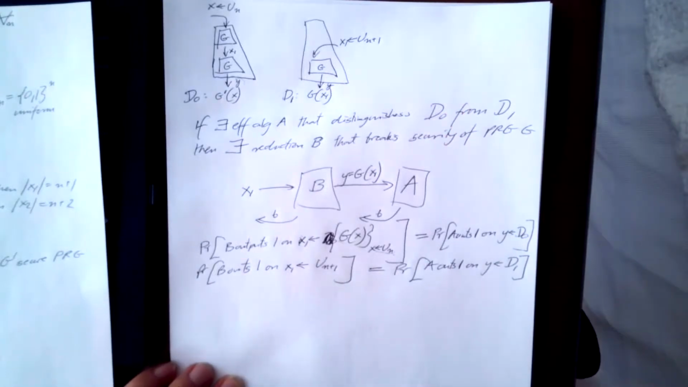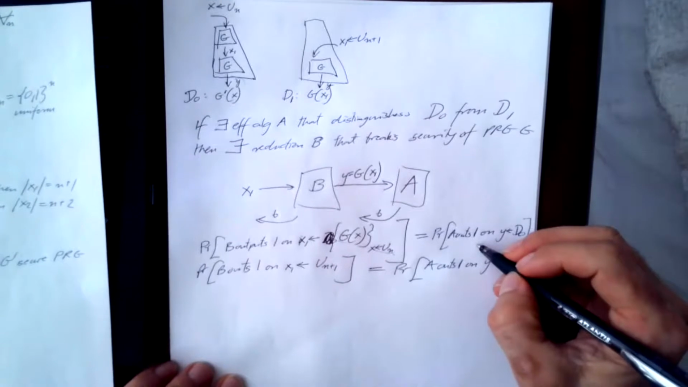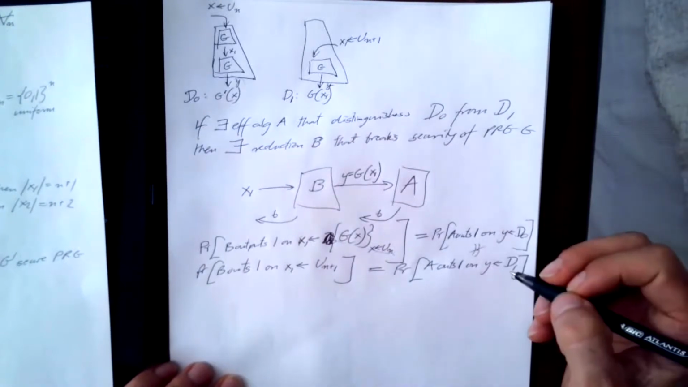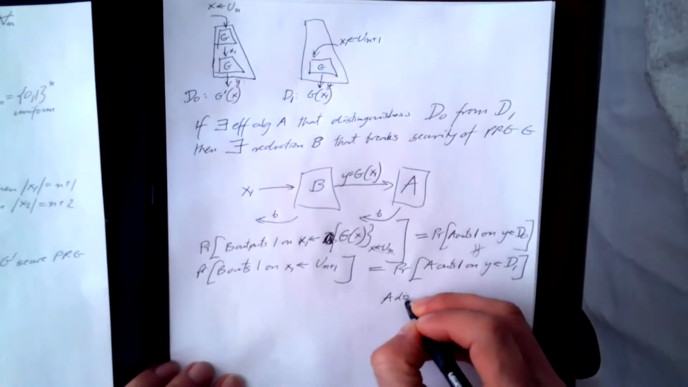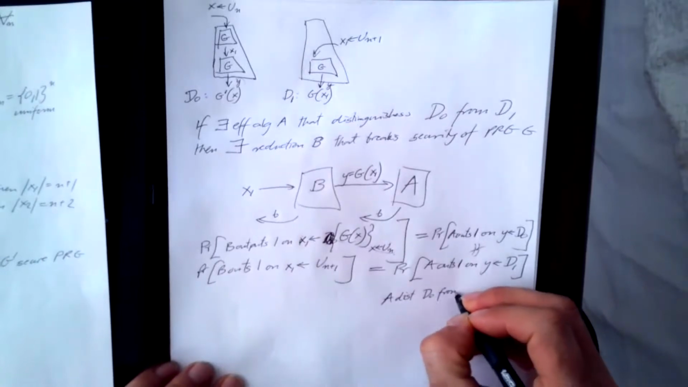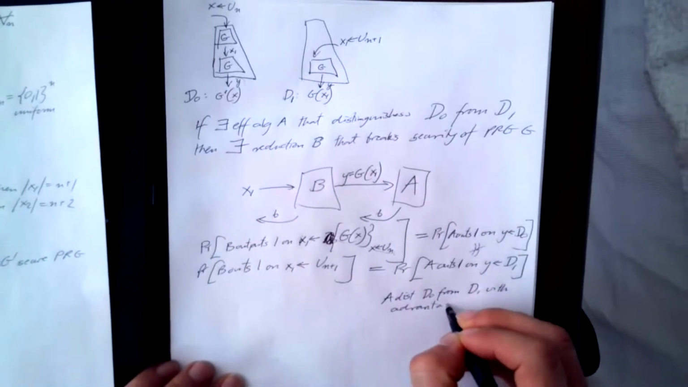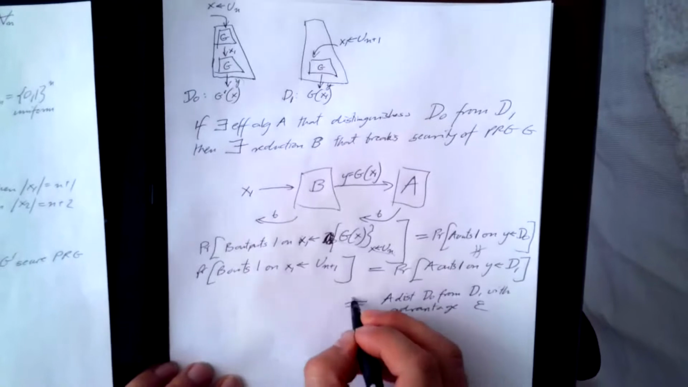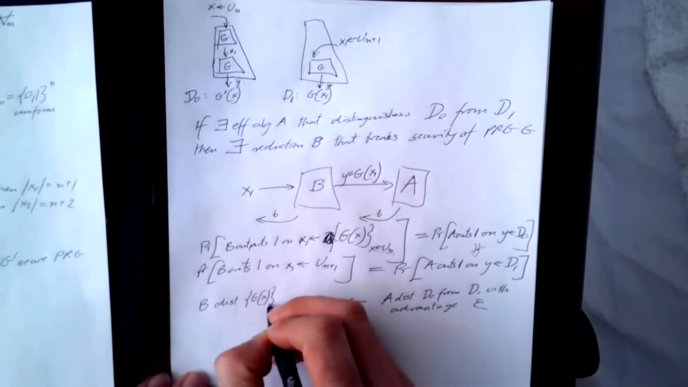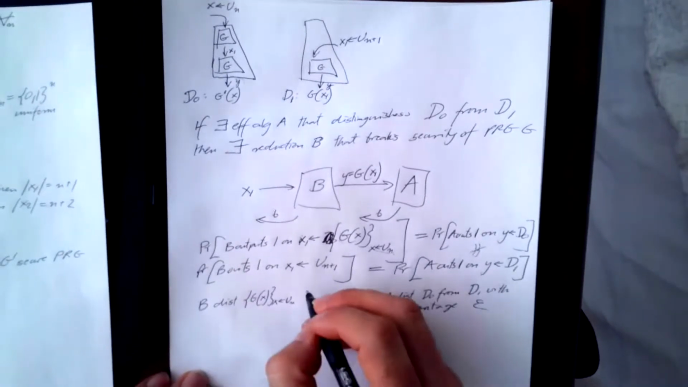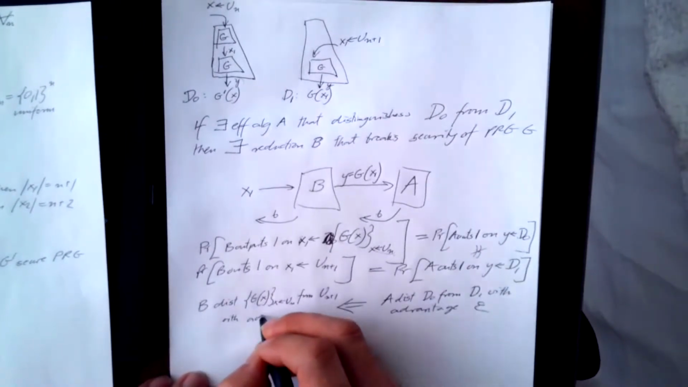And that's it, because if there exists an adversary who can distinguish these two, then clearly, if A distinguishes D0 from D1 with advantage epsilon, then B distinguishes G of x for x in UN from UN plus 1 with the same advantage.